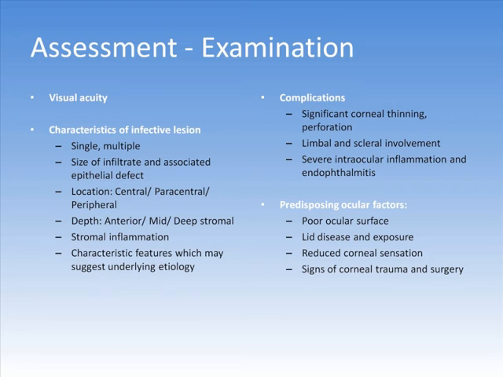We should look out for complications such as significant corneal thinning, perforation, limbal and scleral involvement, severe intraocular inflammation, and endophthalmitis. You should also look out for predisposing ocular factors such as poor ocular surface, lid disease and exposure, reduced corneal sensation, and any signs of corneal trauma and surgery.